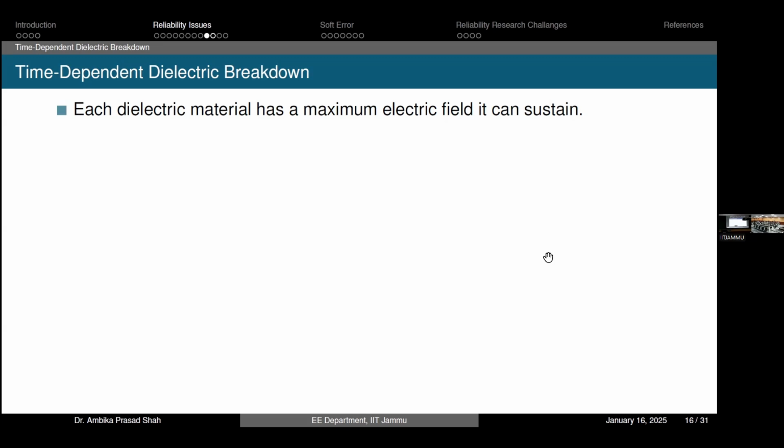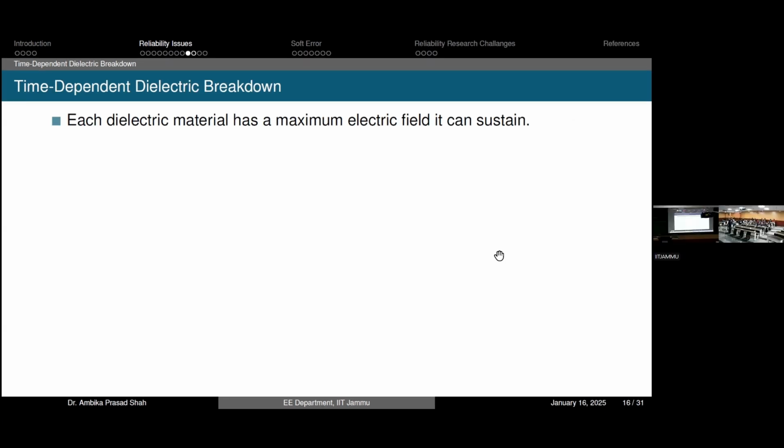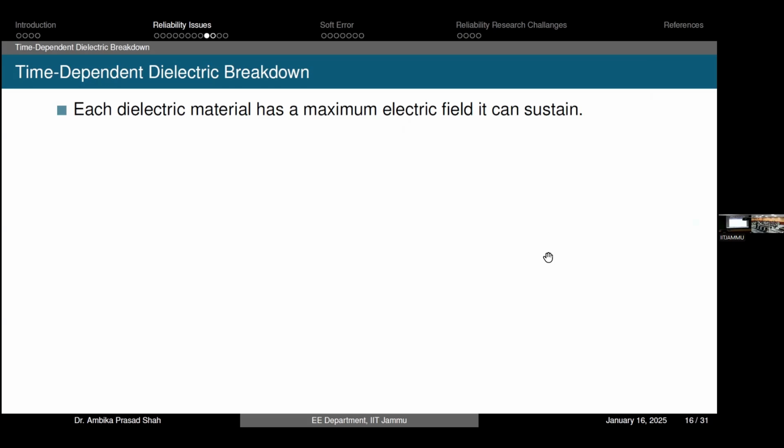Okay. So the time-dependent dielectric breakdown, if we talk about what this TDDB is, basically we know that whatever dielectric material we are using, they have some dielectric constant. If they have some dielectric constant, what does it mean? It means that they can sustain up to a certain electric field. If you keep on increasing the electric field across them, they might lose their dielectric property. If they lose their dielectric property, your dielectric might start behaving like a conductor.